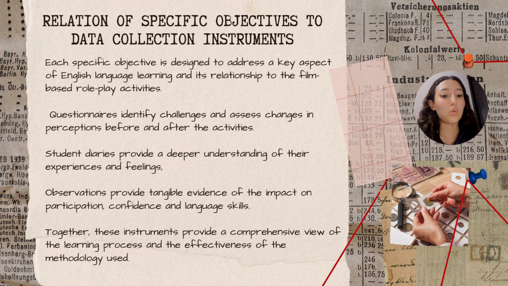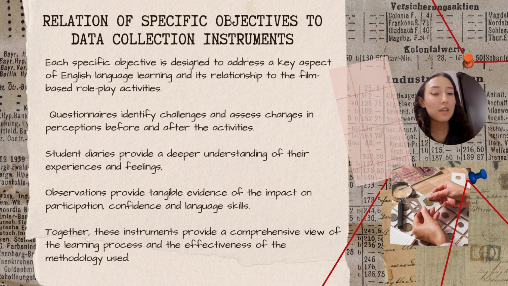Now I'm going to explain the relation of specific objectives to data collection instruments. It's important to know that each specific instrument is going to be focused on achieving each specific objective. So for example, for the first objective, we have the questionnaires. With the questionnaire, we want to achieve two aspects: the identification of challenges and the assessment of perceptions.